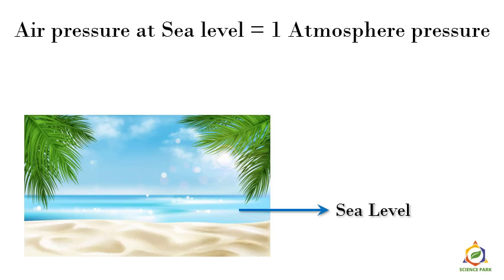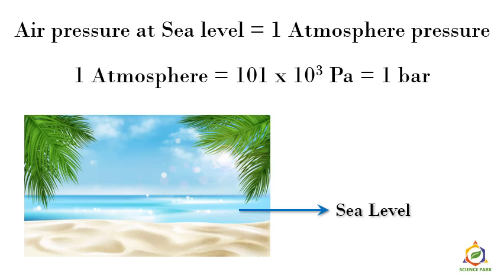But in the last video, we saw that the unit of pressure is Pascal. Then where did this 1 atmosphere pressure come from? Well, this is another unit for pressure, specifically to measure the atmospheric pressure. Now let's see what is the relation between Pascal and atmosphere pressure. 1 atmosphere is equal to 101 into 10 to the power 3 pascals, or 101 kilopascals. That is the pressure exerted by air at sea level. That is also called 1 bar of pressure.